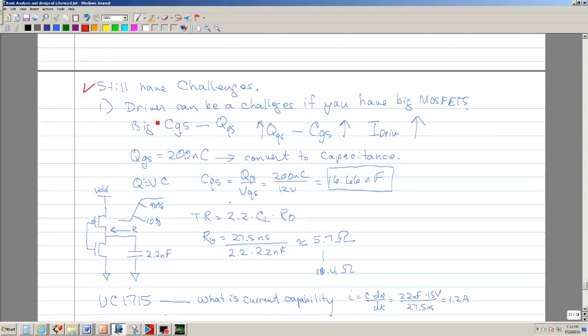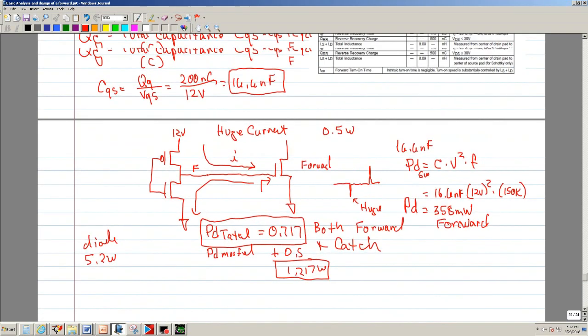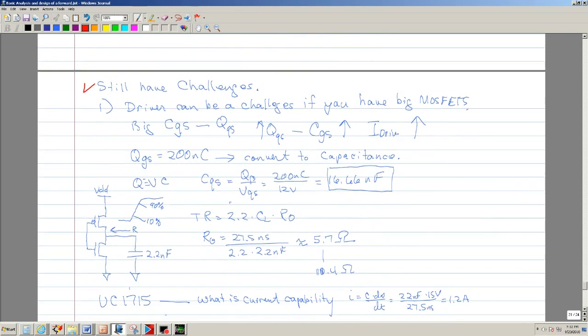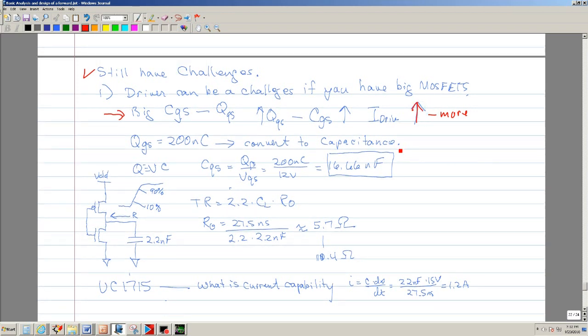Now these are the challenges. As I mentioned, the driver can be a challenge. In this case, it's a challenge because we have big MOSFETs, which is what we have here. These are huge MOSFETs, used for space systems. Take a look here. When you have a big CGS, that means your CGS goes up, and if your CGS goes up, then you need more drive. You need more current to drive it. So the bigger the CGS, the more drive you're going to need. And here I showed how to convert it.